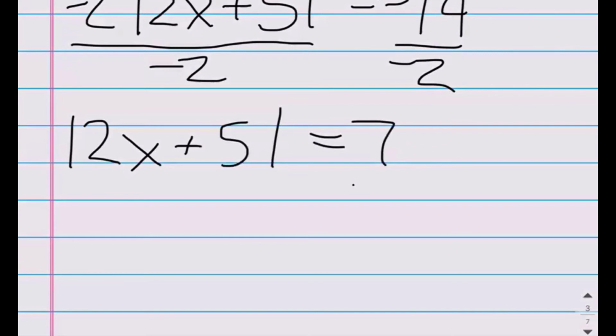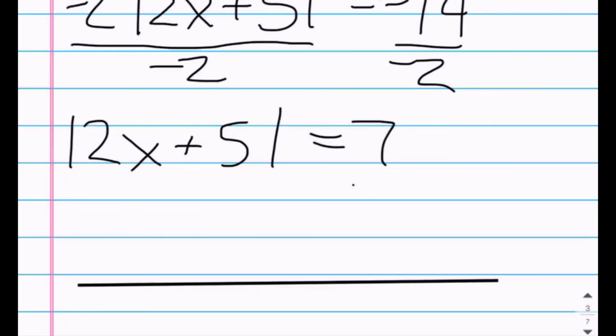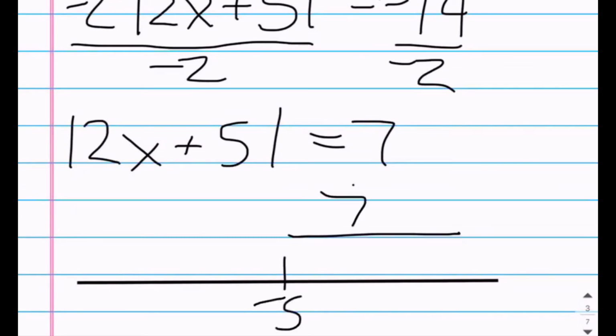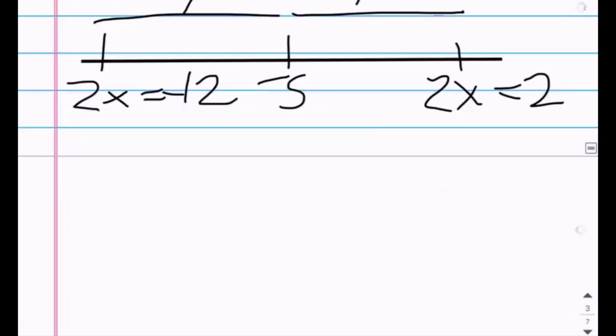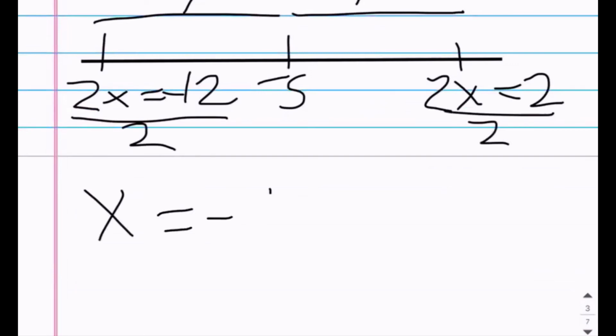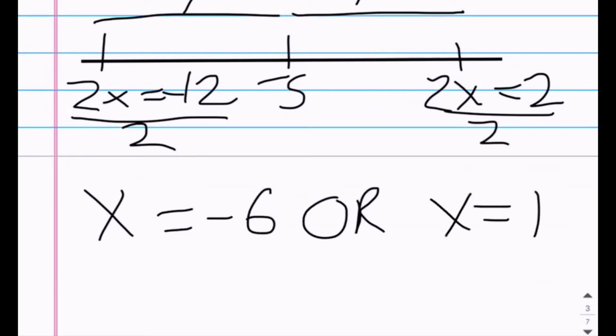Now let's finish this problem off with writing the number line. You got negative 5 in the middle, then you got 7 to the right and 7 to the left. 2x is equal to negative 12, and 2x is equal to 2. Perfect. Divide by 2, divide by 2. You get x is equal to negative 6, or x is equal to 1. And that's 1.1 part 2 for you.